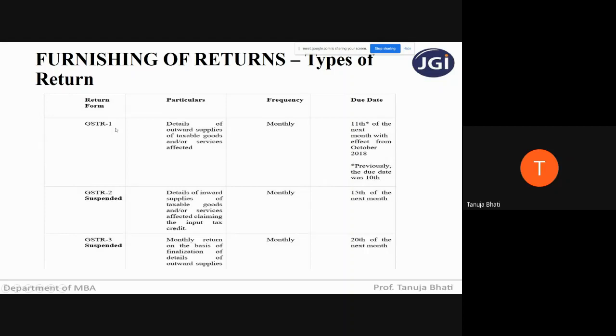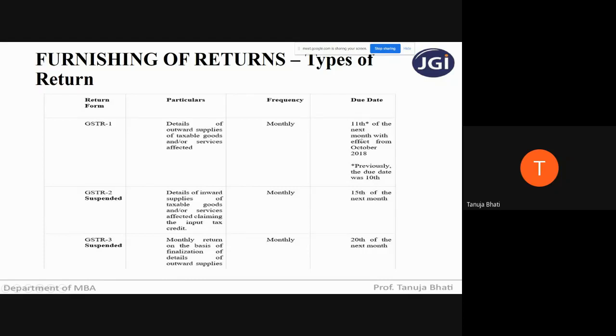Now, this particular return, remember, is to be filed by every taxpayer showing the details of outward supplies made during a particular month. Okay, students. Now, when is this return to be filed? This return is to be filed monthly. Every month GSTR1 is to be filed by a registered taxpayer under GST, and in this return he is going to show the details of all the sales made by him. What is the due date of filing this return? The due date is 11th of the next month.